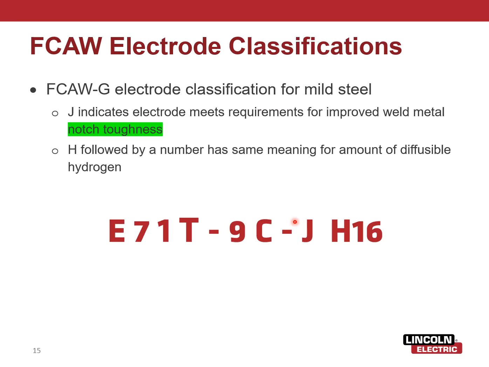And then you might have a dash J after that. That's an optional thing, and that's going to indicate improved weld notch toughness, also known as impact toughness, so impact rating for that weld material. And then H followed by the numbers, the same meaning, so that's the diffusible hydrogen level. So a couple extra items for that gas shielding electrode, just keep that in mind. You're going to have that C telling you whether or not it's 100% CO2 or a mix, and then if it's met the requirements for improved toughness.